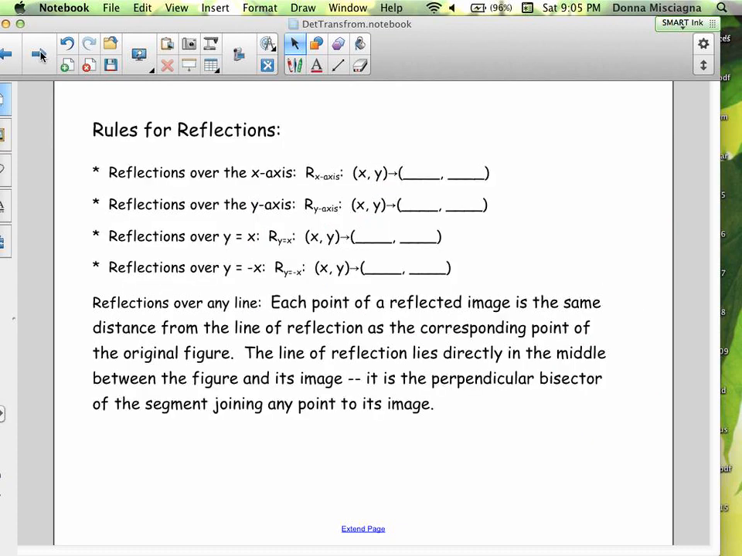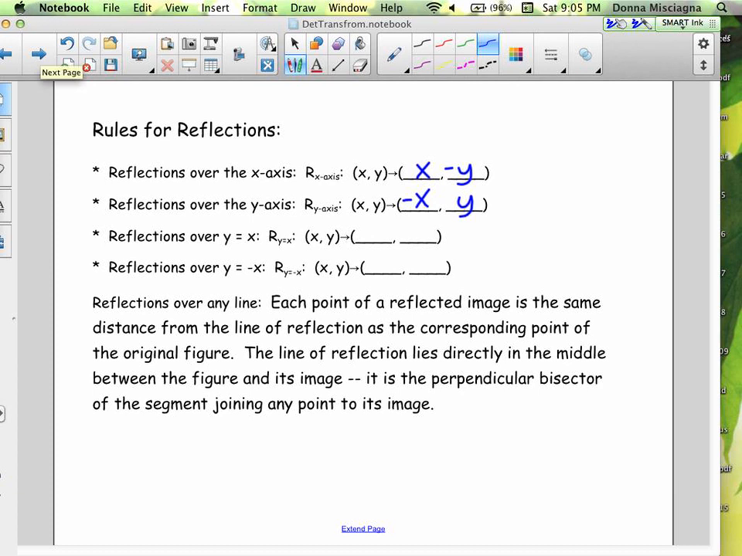All right, let's sum all these up. In the next podcast, which I'm going to do on the same Nearpod, we are just going to do one problem. So we're going to sum up all our rules. Reflection over the x-axis, we keep the x, make the y the opposite. Reflections over the y-axis, this time we keep the y and make the x the opposite. Reflections over y equals x, we're just going to switch the horizontal and vertical distances. Reflections over y equals negative x, we're going to switch them and change the sign.